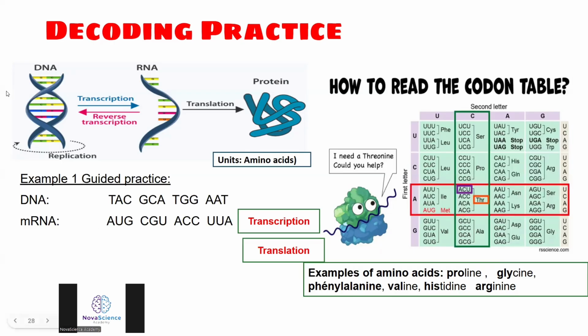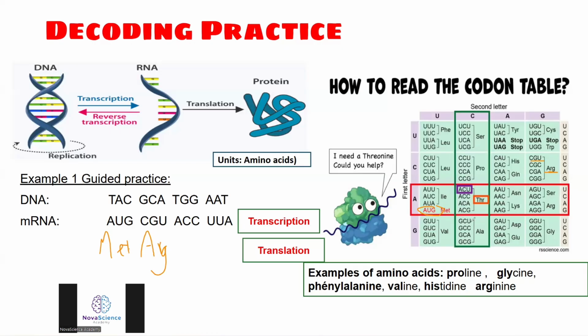So I have AUG. I need to look here at AUG. AUG is here. We always start with AUG. It's called methionine. It is the starting amino acid that should start the process. Then what comes next? CGU. You need to go and look for CGU here. So I have ARG. This is the amino acid ARG translated from this sequence.